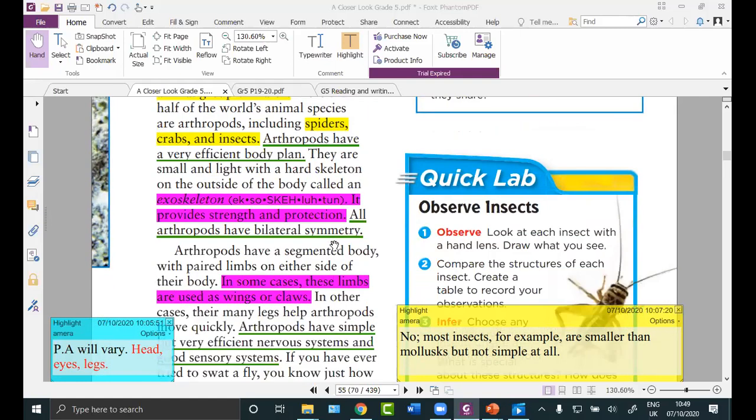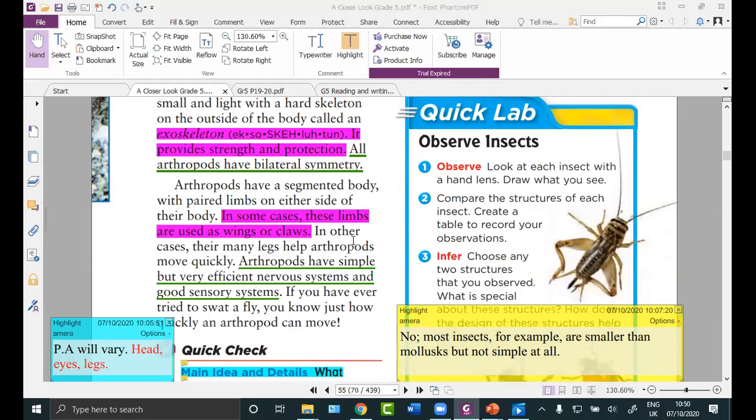Rami, yes. Arthropods have a segmented body with paired limbs on either side of their body. In some cases, these limbs are used as wings or claws. In other cases, their main legs help arthropods move quickly. Arthropods have a simple but very effective nervous system and good sensory systems. If you have ever tried to swat a fly, you know just how quickly an arthropod can move. Okay, thank you.